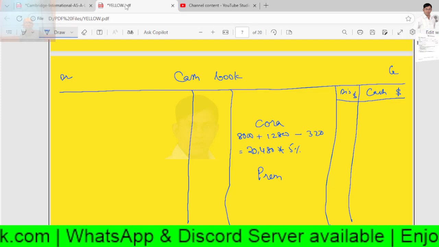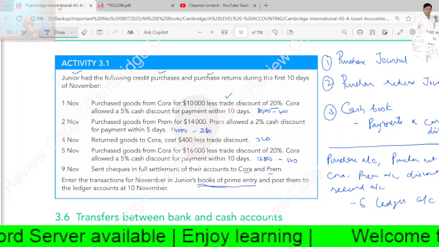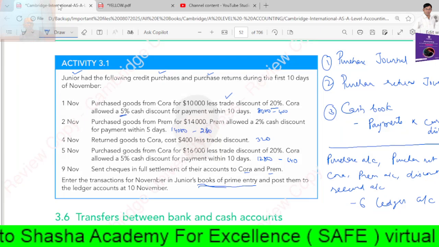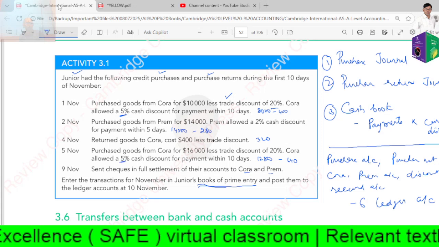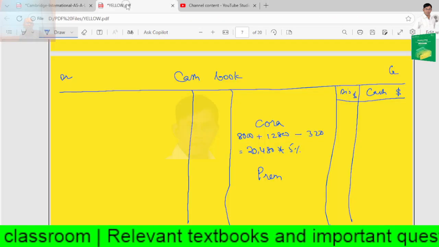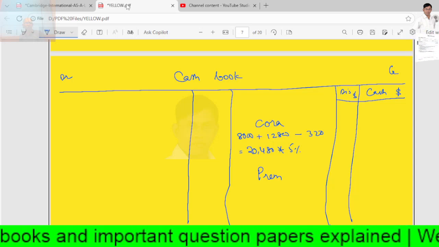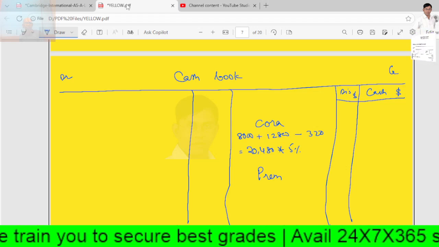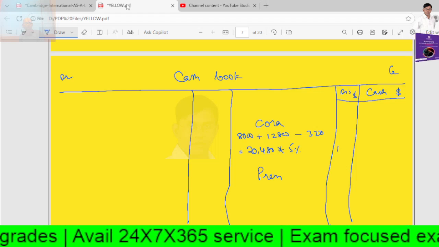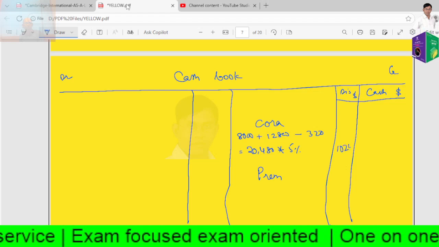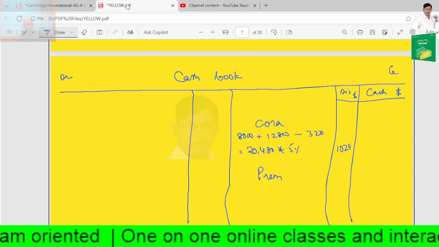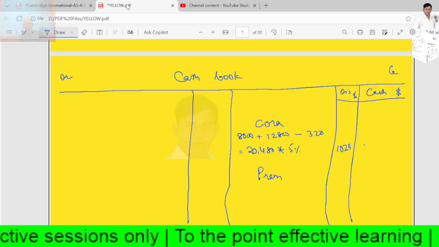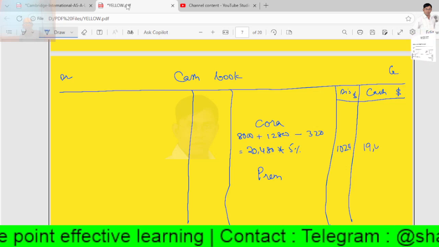Be careful, sometimes the rate of trade and cash discount will be different. In this case, here also it's 5% cash discount, there also 5%. So there is no variance and it is the same. That's why you can take 5% cash discount on this. So you will have to pay 20,480. On that 5% will be 1,024. So how much you have to pay? 19,456.